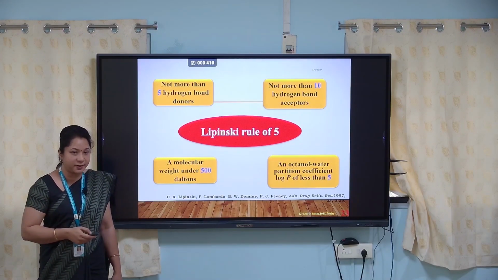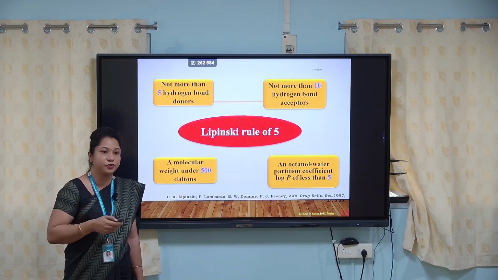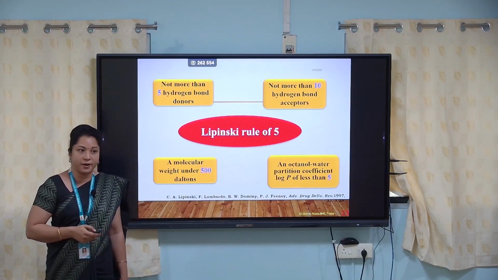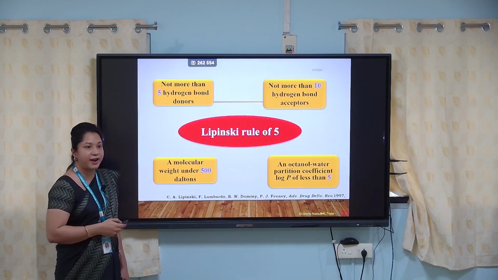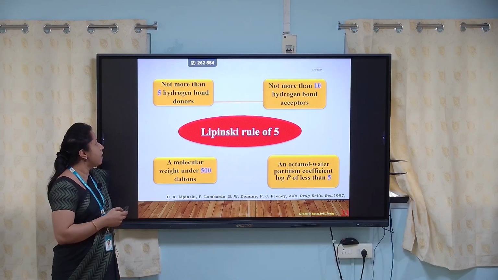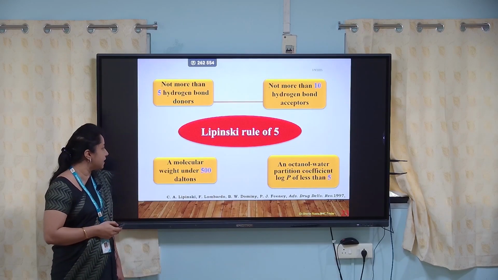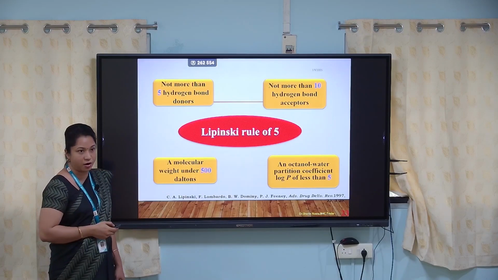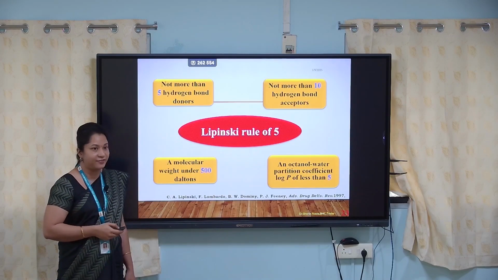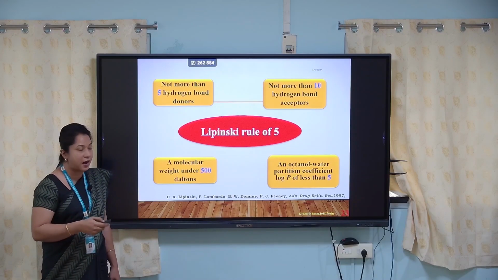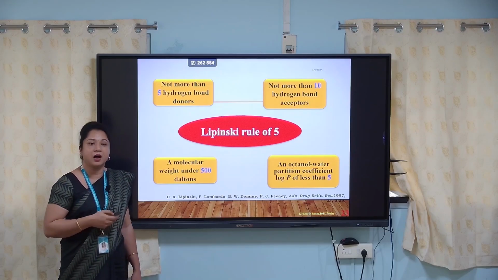So once the drug has been confirmed, the drug must be orally bioavailable. If it seems to have drug-like properties, it must pass the Lipinski rule of 5. Lipinski is the author who framed these rules. The drug must have not more than 5 hydrogen bond donors and not more than 10 hydrogen bond acceptors, a molecular weight under 500 Daltons, and the octanol partition coefficient, that is log P, less than 5. So when a drug passes these parameters, it is orally bioavailable and safe for an organism to intake.